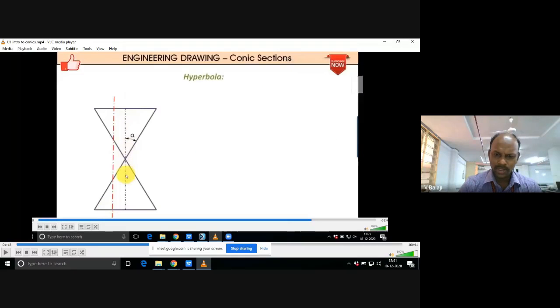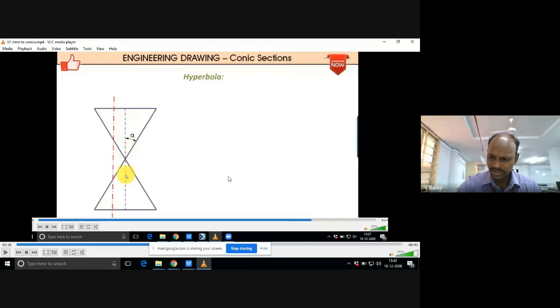Hyperbola is a special one. Here you see what is the angle of theta. The semicone angle is always alpha. What is the angle theta? It is the cutting plane angle with respect to the axis. What is the cutting plane angle now?